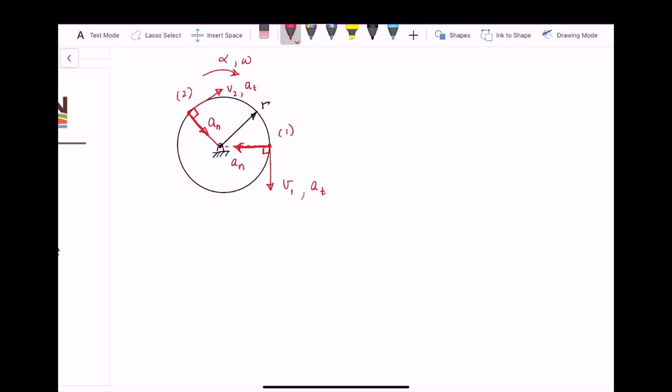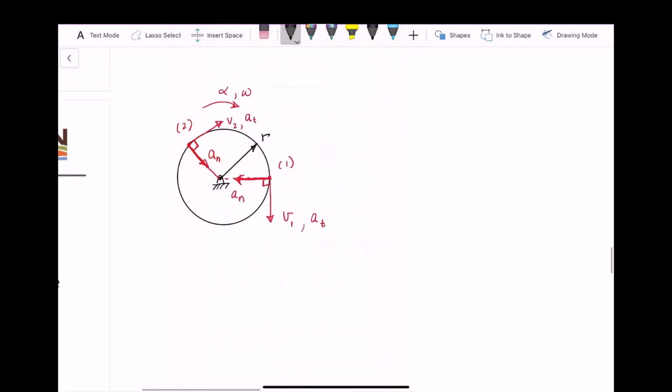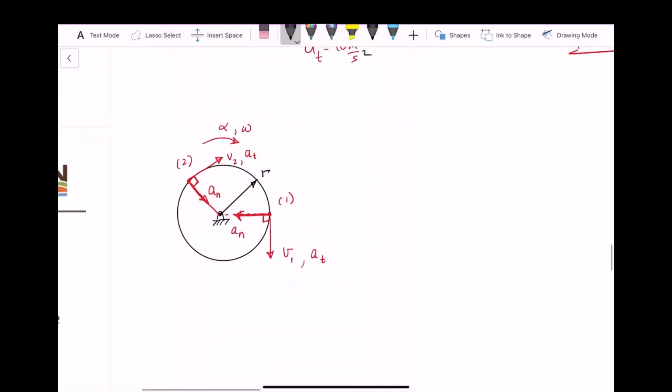In order to calculate the tangential acceleration, we already have an equation for that. That is, A tangential is equal to the radius arm times the angular acceleration. We didn't call it tangential acceleration before, we just called it acceleration. But in fact, it is only one component of the complete acceleration.